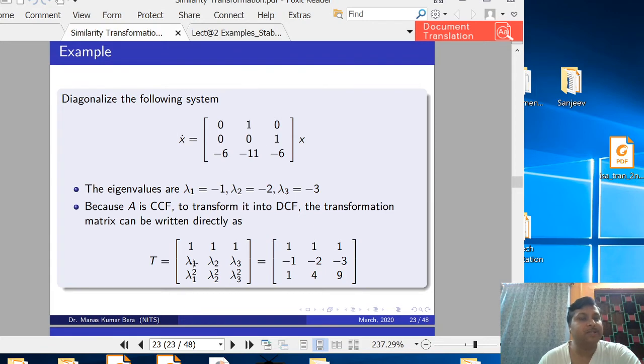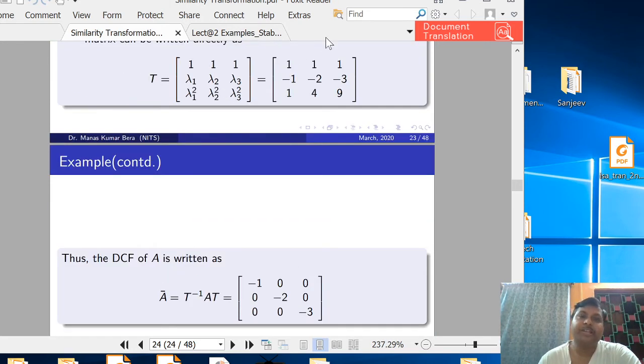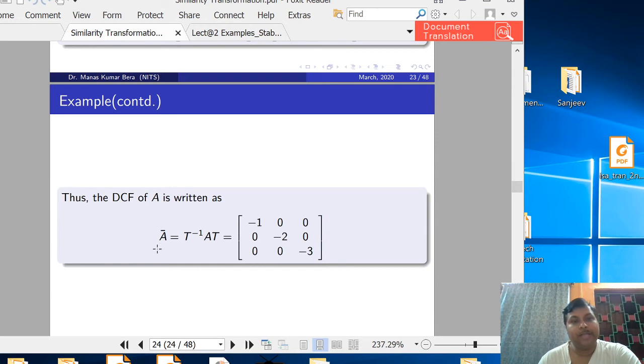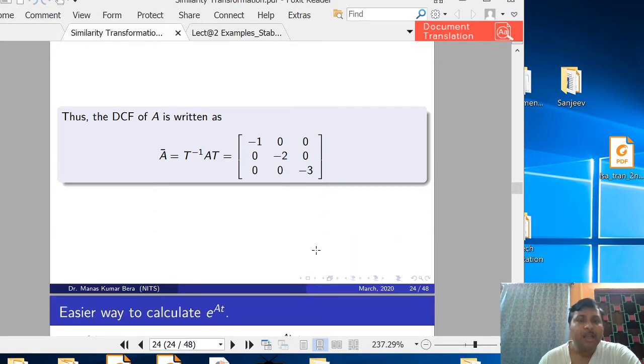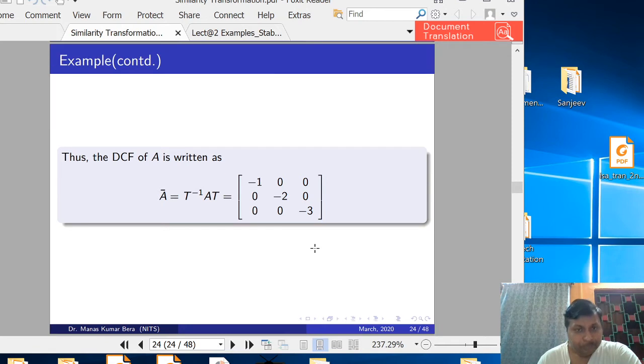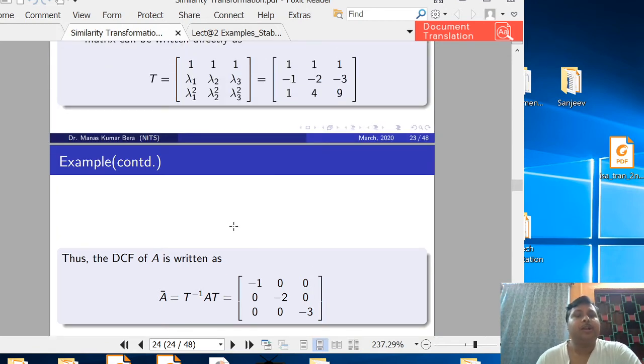Here the order of the system is 3, so the power will go up to n minus 1. So it is 1, 1, 1, -1, -2, -3, 1, 4, 9. Now this is your T matrix. Then you calculate T inverse, and if you calculate A bar, you will find that it is -1, 0, 0, 0, -2, 0, 0, 0, -3. Now we have clearly understood how diagonalization can be done, that is, how to build the T matrix if a non-diagonal form has been given.